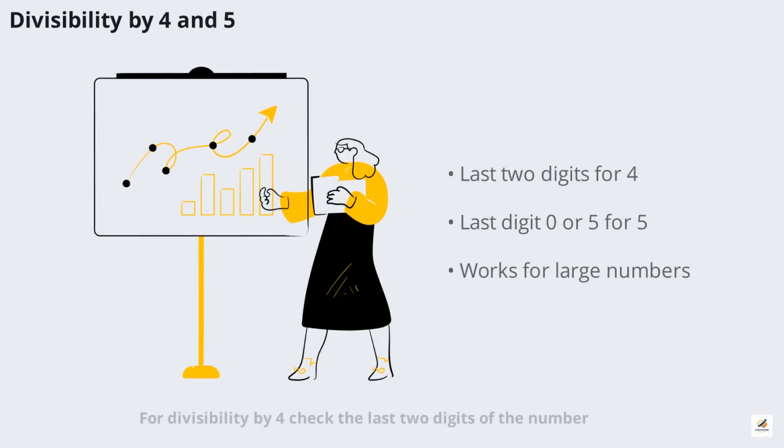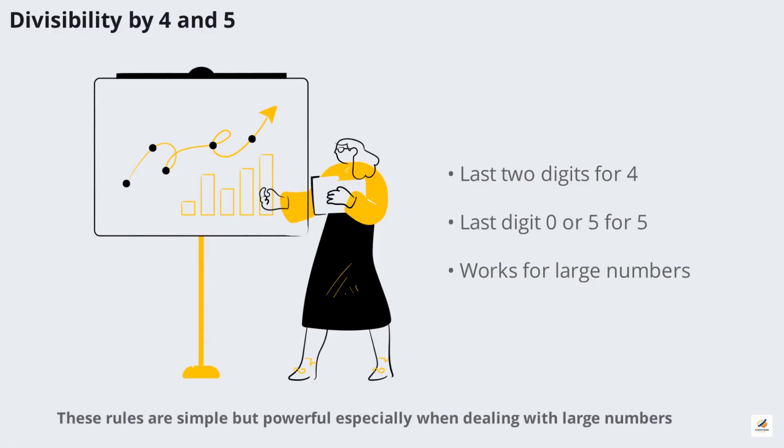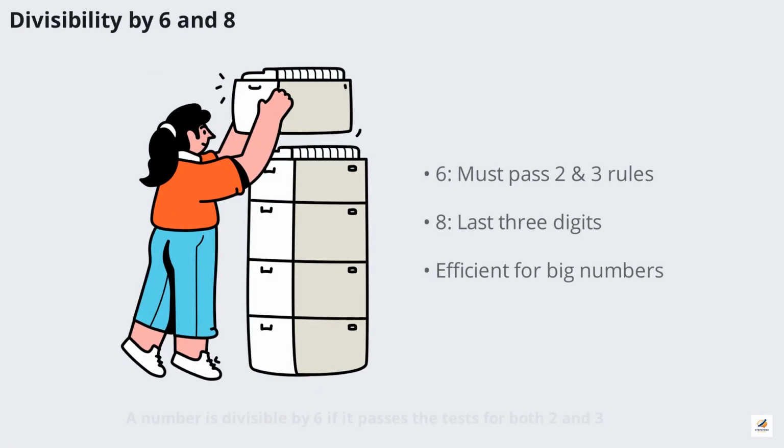For divisibility by 4, check the last two digits of the number. If they form a number divisible by 4, the whole number is too. For divisibility by 5, the last digit must be 0 or 5. These rules are simple but powerful, especially when dealing with large numbers. A number is divisible by 6 if it passes the tests for both 2 and 3.